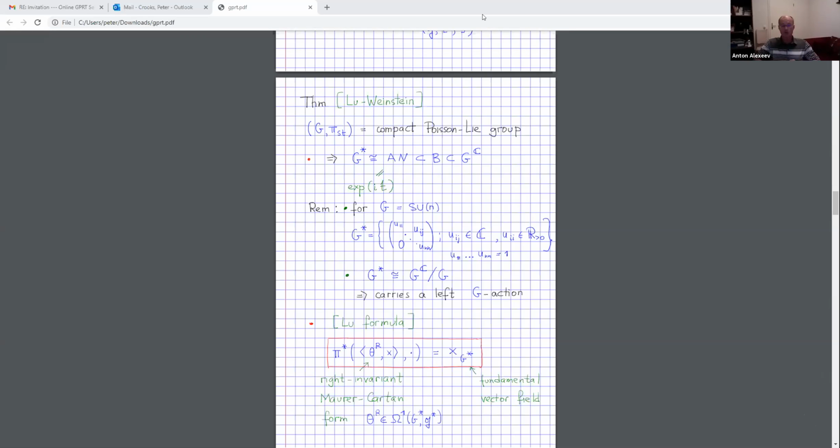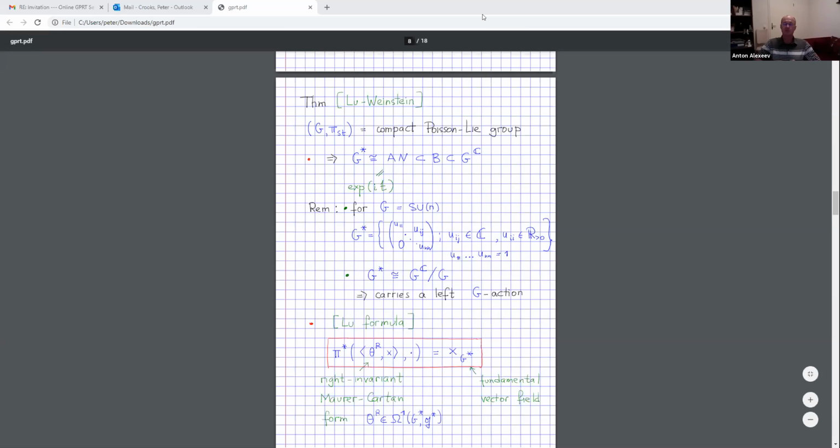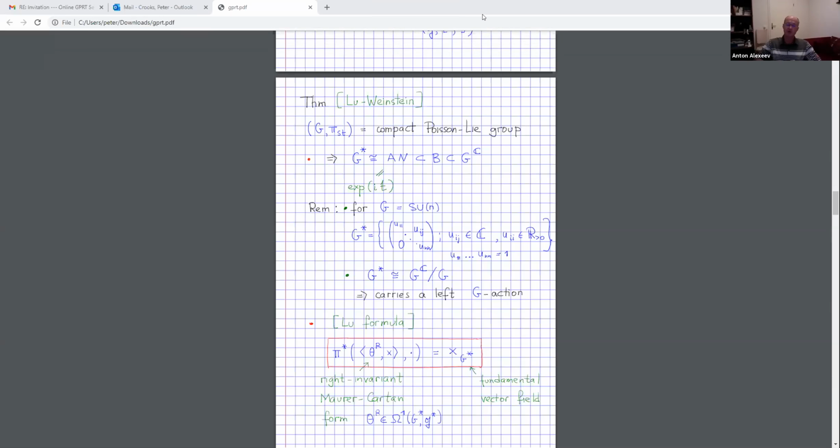Note also that by the Iwasawa decomposition, G star is also isomorphic to the quotient of the complexified group by the compact one. And because of that, it carries a left G action, so you can still multiply on the left. And then there is a loop formula which explicitly tells you what this bracket pi star is, but I suggest we skip it. If we had more time, it would be fun to explain, but it's a short formula. Let's go to the next slide.